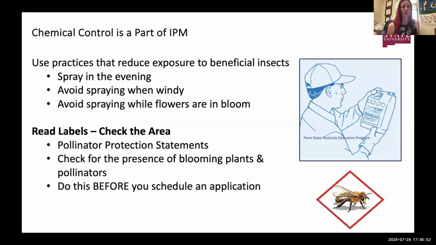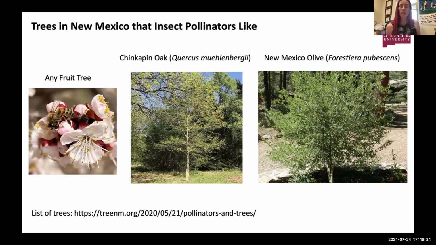So yes, chemicals are part of IPM, and there are strategies you can use to help protect your beneficial insects. I've already mentioned some of them earlier in this presentation, but really read those labels. Label is the law. There are these pollinator protection statements now that can help, and it's always best to do this before you schedule an application, right? So be aware of what's active and when it's active. Trees in New Mexico that pollinator insects like are basically any fruit tree. Fruit tree flowers have a lot of pollen and nectar that insects like, such as the native bees we have, but also Apis mellifera, the European honeybee that people use in almond production and what have you.